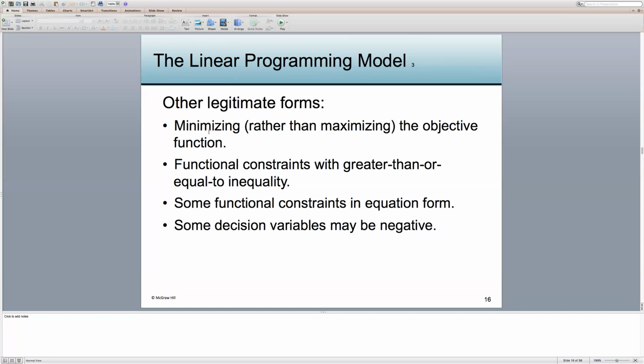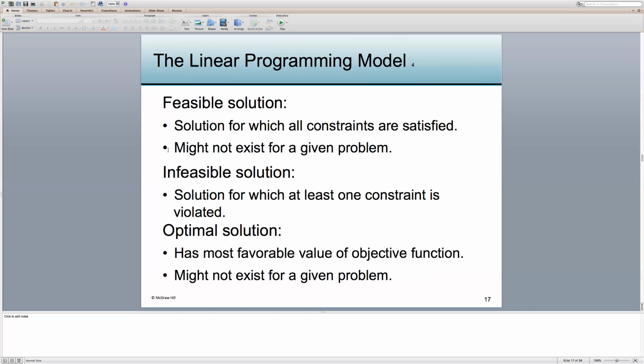Sometimes you want to minimize the objective function. If the objective function measured cost, you might want to minimize your cost. You might have constraints which are not less than or equal to, but greater than or equal to. Or you might have some constraints which are equations, not inequalities. And occasionally the value of a variable might be negative. That's not typical, but it's certainly possible.